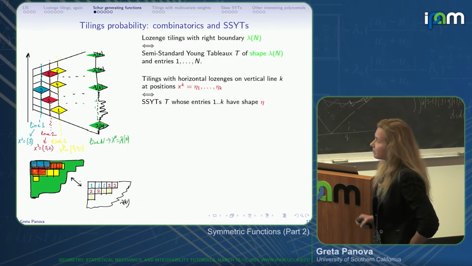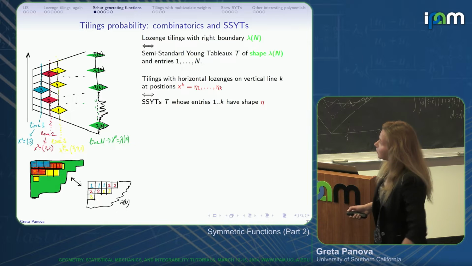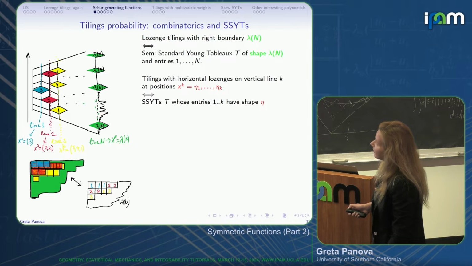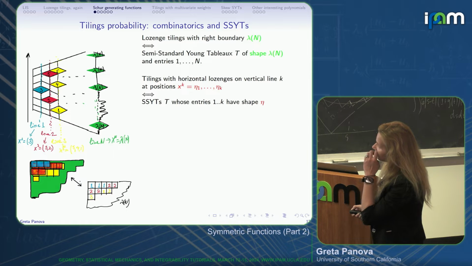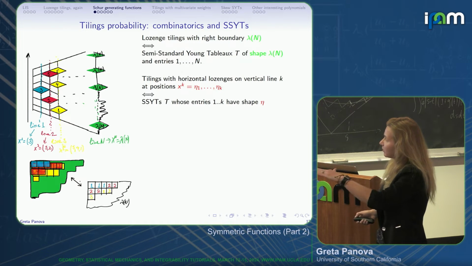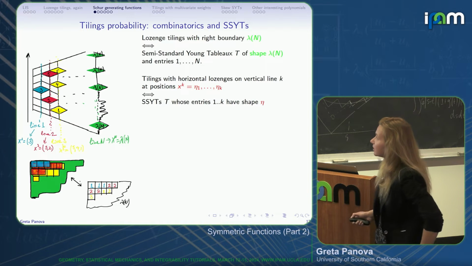So here is our setup. Lambdas are on the right boundary. Here we have a flat boundary, and we form a semi-standard Young tableau out of this picture. How do we do this? If you actually look at the 3D picture from one side, you are going to basically see a semi-standard Young tableau where the entries are going to be given by the levels of the flats that you see.